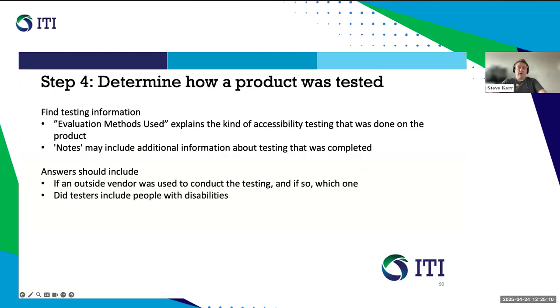Step 4, determine how a product was tested. To find out about what accessibility testing was performed on the product, read through the evaluation methods used part of the ACR. The notes might also provide some testing information. Sometimes it might include the name of a third-party testing company that performed the testing, and it might also indicate whether the testers included people with disabilities.